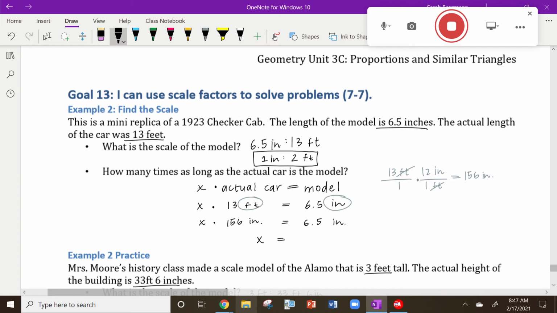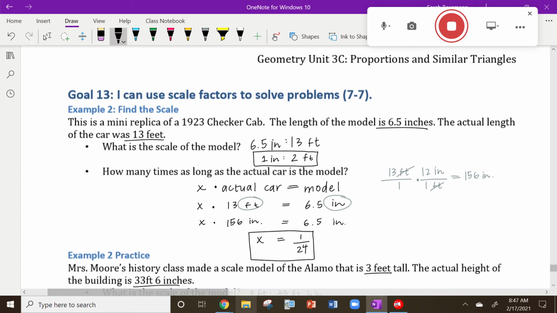And that's obviously going to give me a decimal. But what I can do is change that decimal to a fraction. It would be 1 over 24. And remember, inches divided by inches will cancel out. So I get 1/24. Now let's think about this.